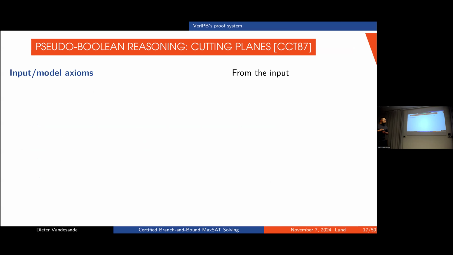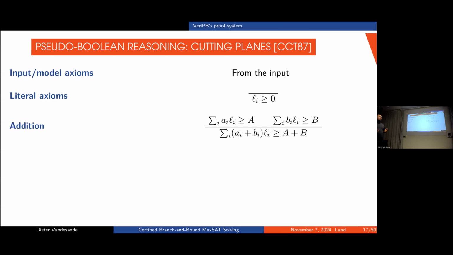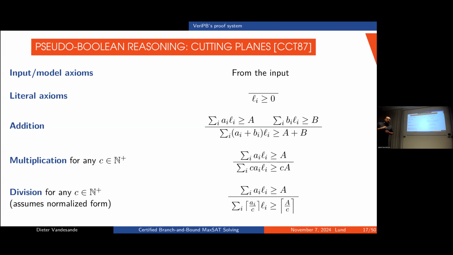Okay, so I promised you that we will go into a bit more detail about the cutting planes proof system. So we always start from the input formula, and we have literal axioms, which just mean I can derive that any literal is greater than or equal to zero. We can add up two constraints, and we can multiply a constraint by a natural number. These are just some simple manipulations of linear inequalities, but we also have the division. And that probably needs a little bit more explanation.